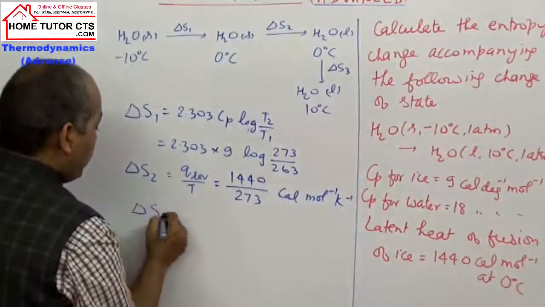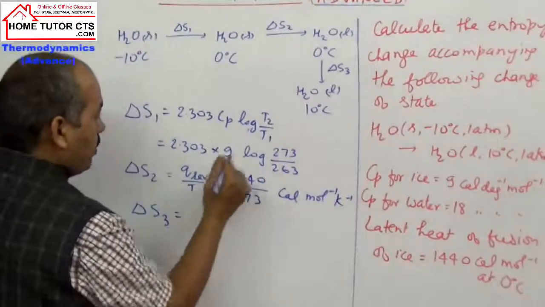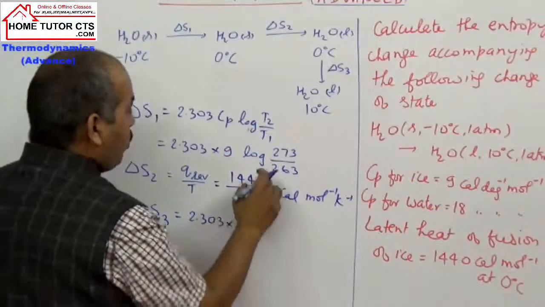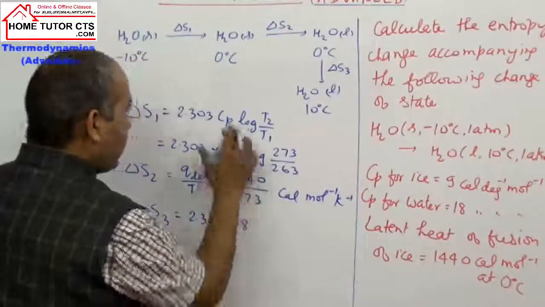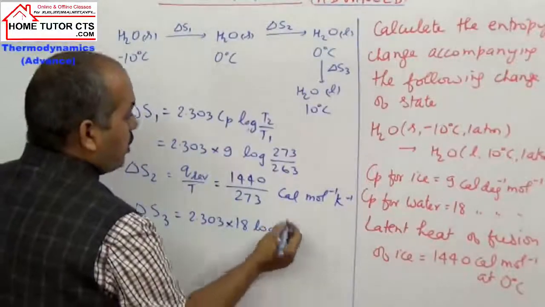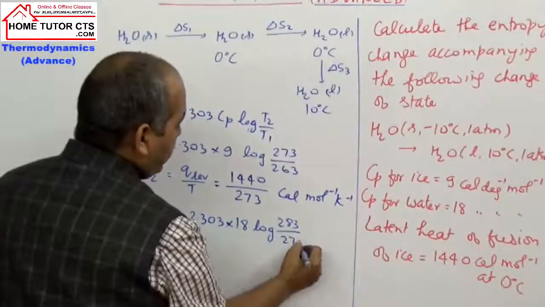And delta S3 for water liquid phase, n Cp ln T2 by T1. So n again 2.303. Cp value how much is given? 18 calorie. Same formula, n Cp log T2 by T1. What is T2 here? 283 by 273.